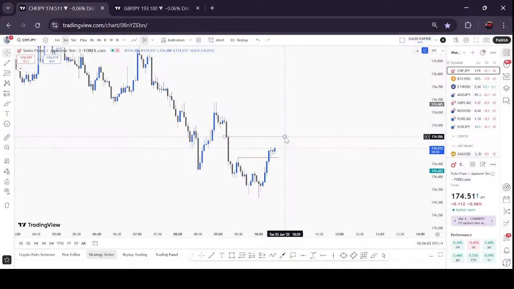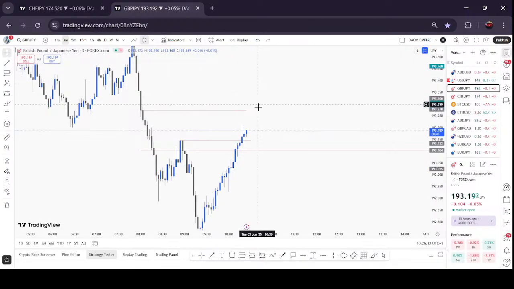So remember I said once this high is taken, I'll be looking out for a sell after this high. Same thing with GBP, I'll be looking out for a sell after this high. So let's keep holding on. Let's see it happen live.